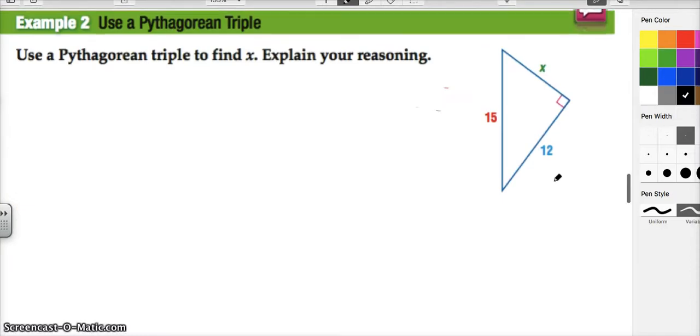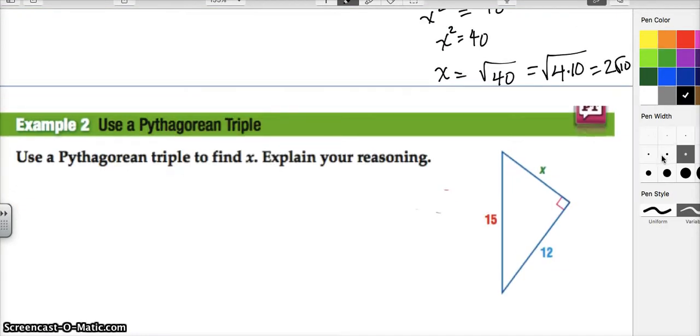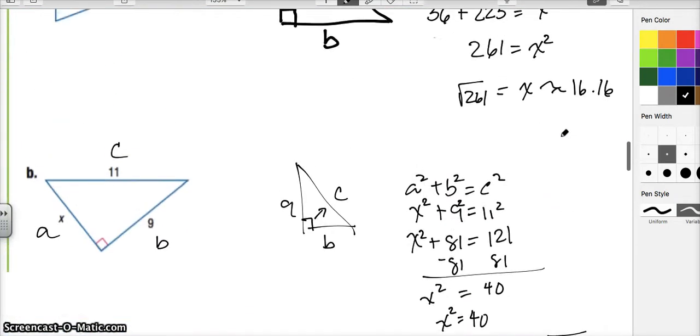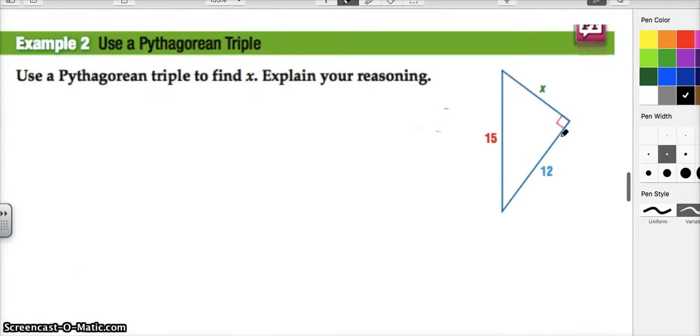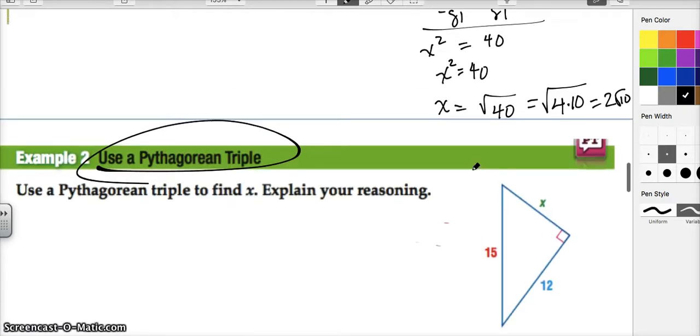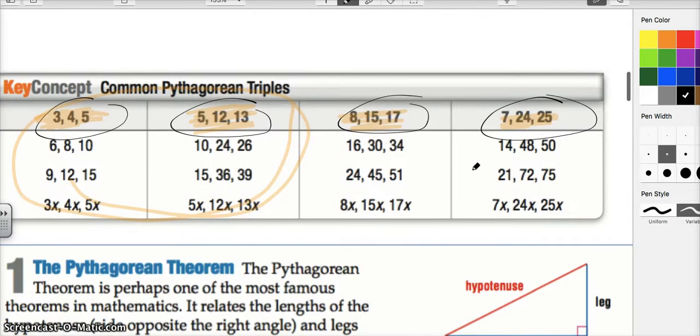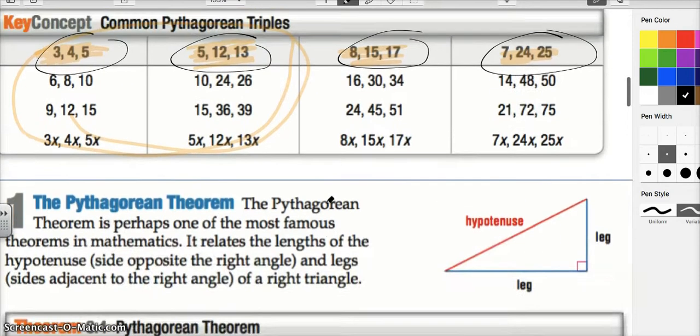Notice that in that last problem, we got decimal answers, right? We started off with integers, but we didn't get integer answers. So check this out. Sometimes we would get Pythagorean triples. Here, you might remember a Pythagorean triple that had 15 and 12 in it. It says, use a Pythagorean triple to find x, explain your reasoning. So I'm going to go back up to our quote-unquote memorized Pythagorean triples, and I want to see if you see anything with 15 and 12.